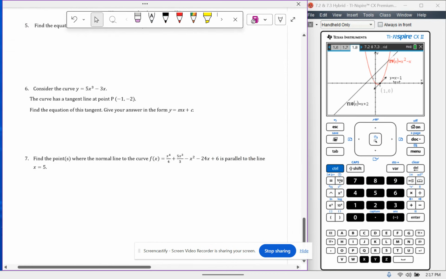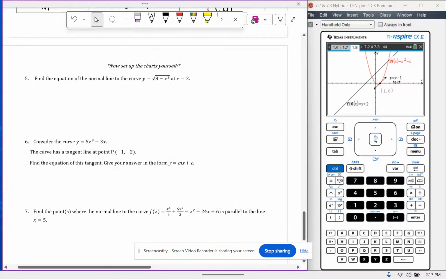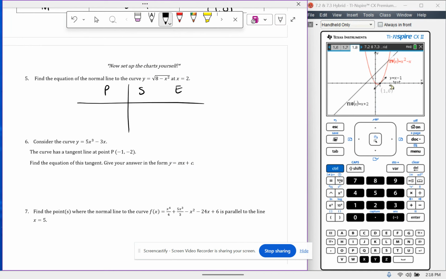Now we're going to try these next 3 problems independently, okay? And we're going to set up the charts by ourselves. So we're going to find the equation of the normal line to the curve y equals the square root of 8 minus x squared at x equals 2. Okay, so if we wanted to set this guy up by ourselves, right, we're finding the equation of a normal line. So we're going to set up point slope equation. This is how I want you guys to set these up when you're looking for the equation of a line. Okay, so the point is going to be 2 comma f of 2.